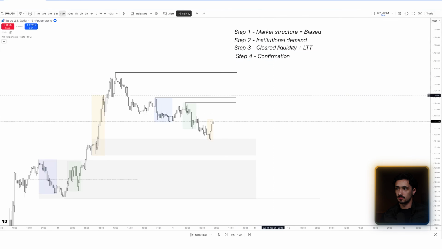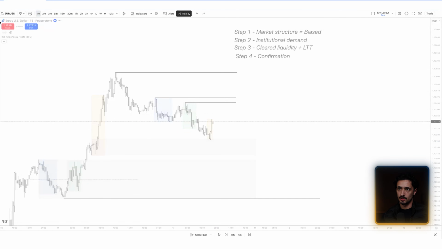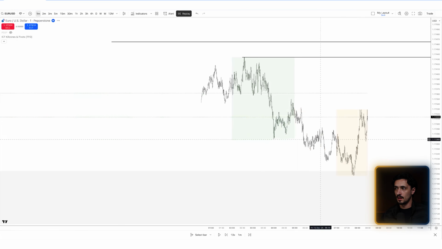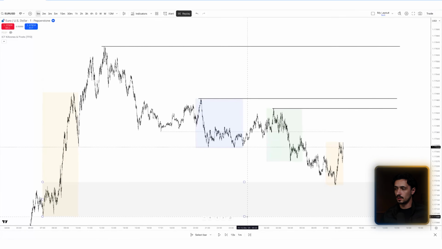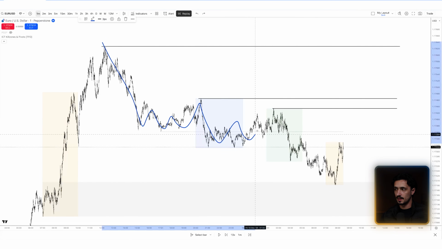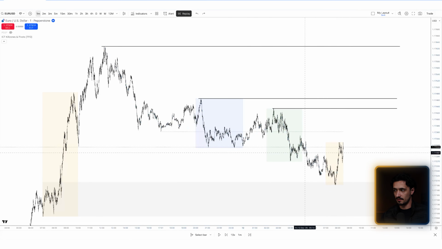Step four, confirmation. What do I need to see? When price hits this box, I go from the 15-minute time frame to the 1-minute time frame. It's not difficult. I look at the market structure on the 1-minute time frame. What do you notice, right? I notice that when price is coming back to my box, the 1-minute time frame is very bearish. It's very clear to see.